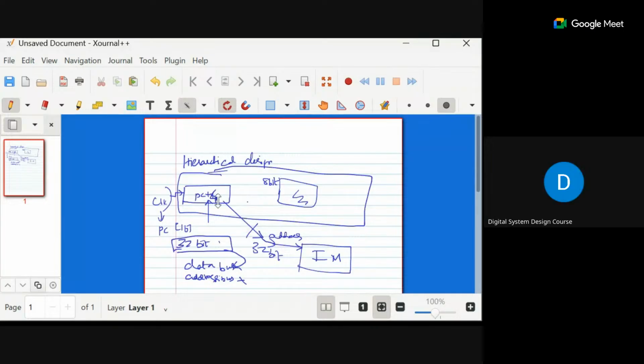But are the address bus and data bus the same? No, they're different. The address bus is the location of the instruction or the data. The width of the address bus and data bus are the same.